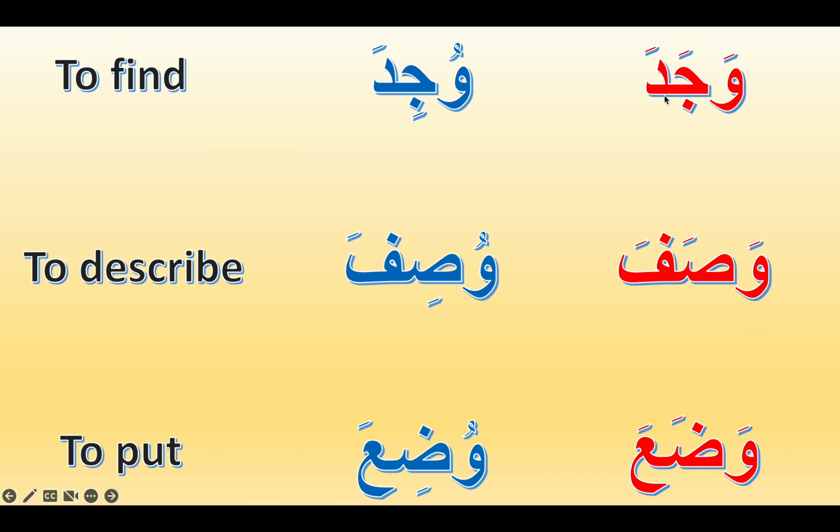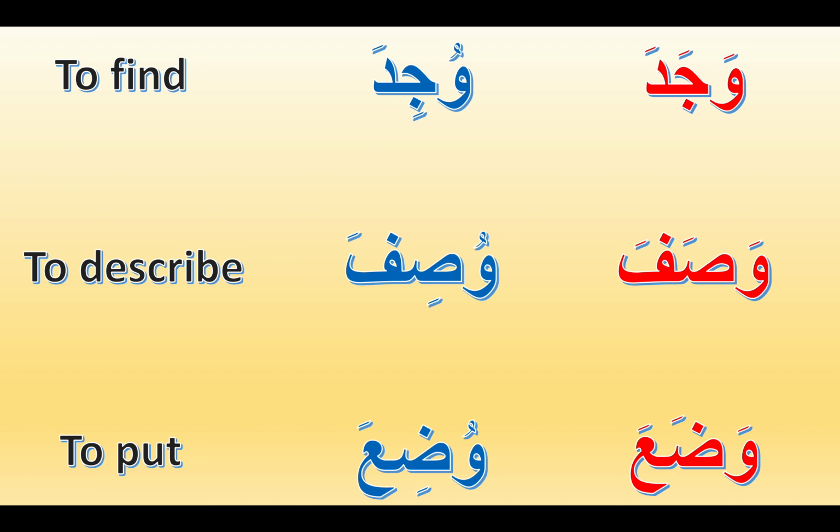Now, to put this into the passive in the past is very easy. It's just like putting regular verbs in the passive in the past. For example, kataba, kutiba, wajada, wujida. Same thing. Wasafa, to describe, wusifa. Just like kataba, kutiba. Same thing. Wada'a, to put, wudi'a, it has been put.